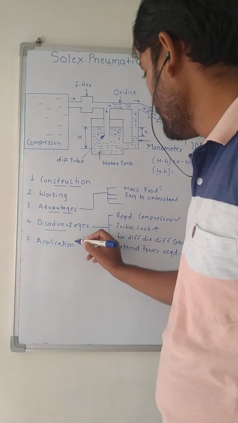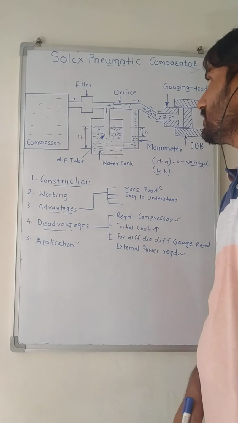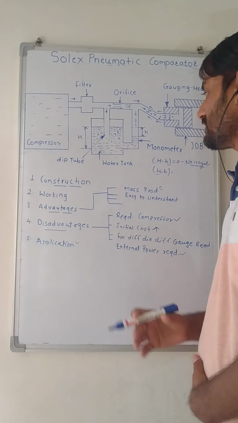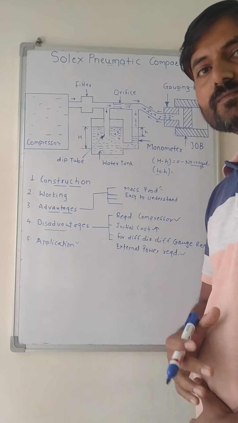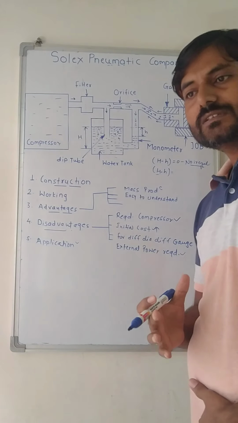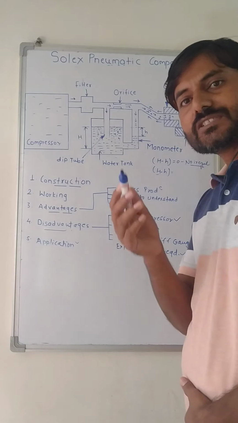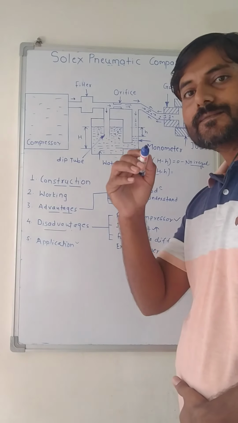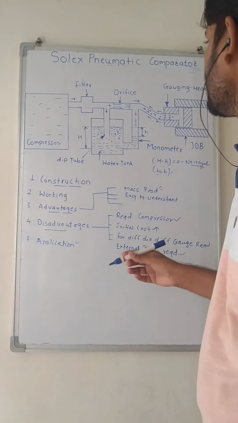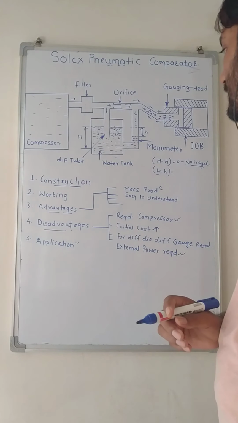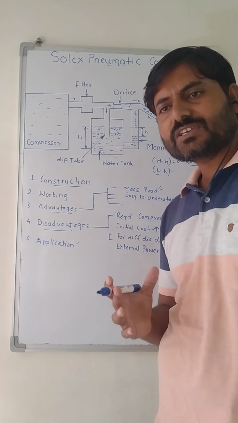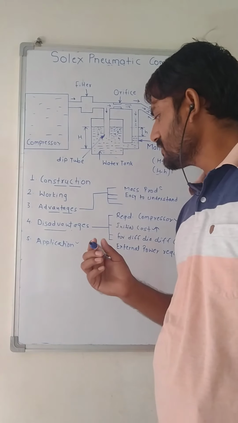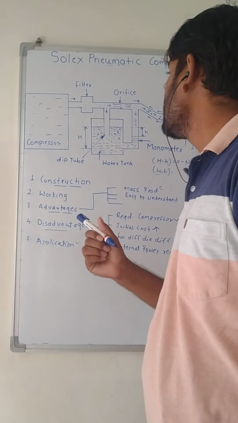Now moving further, applications. Where is it used? Here we have taken one example of checking internal features of a given component. Internal features means circularity, ovality, and so on. That can be checked with the help of the Solex pneumatic comparator. Internal diameter, and sometimes external diameter also, can be checked with the help of the Solex pneumatic comparator.